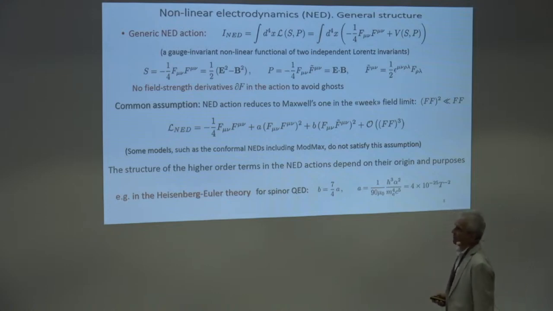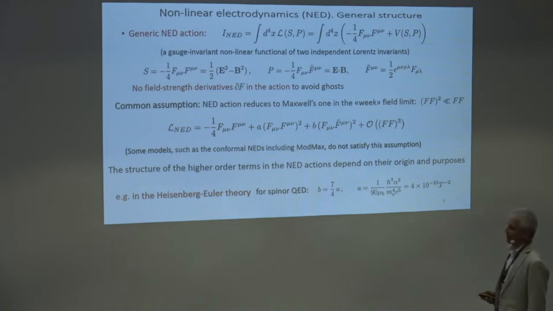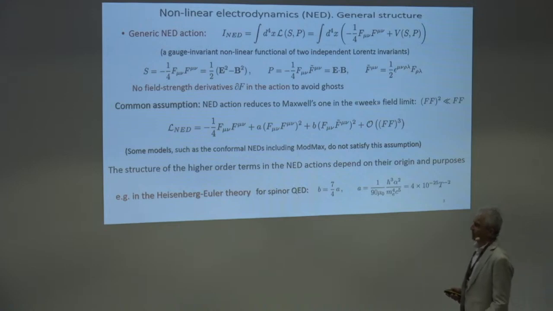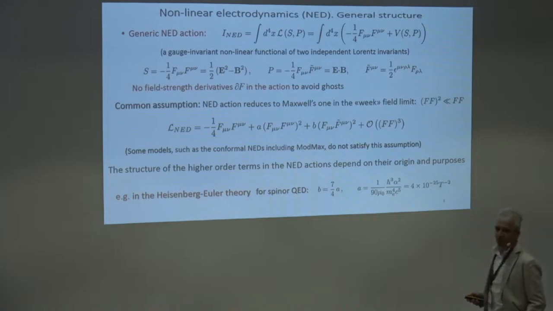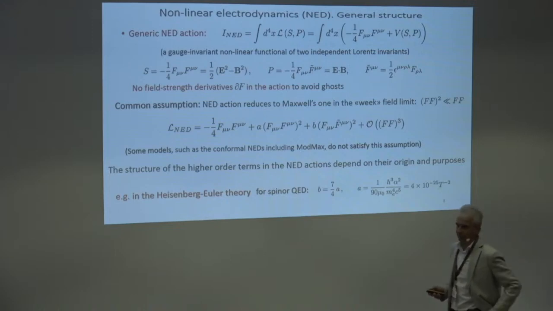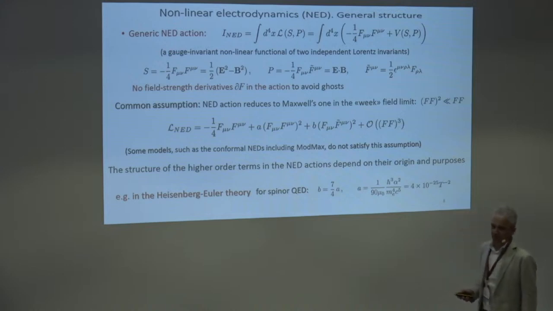So the quantum effects of quantum electrodynamics are really small. And only recently, several years ago, CERN managed to measure, for example, photon-photon scattering, which is in agreement with the value of these constants.